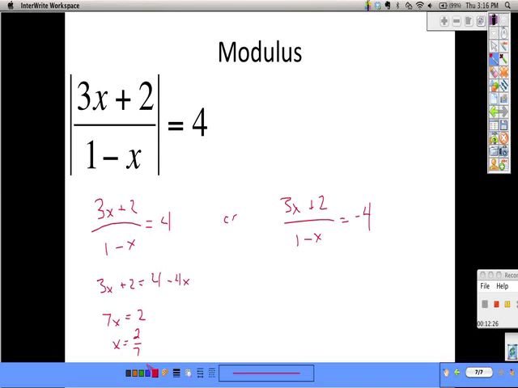x is 2/7. And we really should go back and check, because this is a rational function, does the denominator become 0 by having this as a solution? And no, it doesn't. And then we take the second one. We're going to multiply by 1 minus x again. Variables to one side, constants to the other, we end up with x equals 6. And that also doesn't give us a 0 in the denominator. These are both solutions.